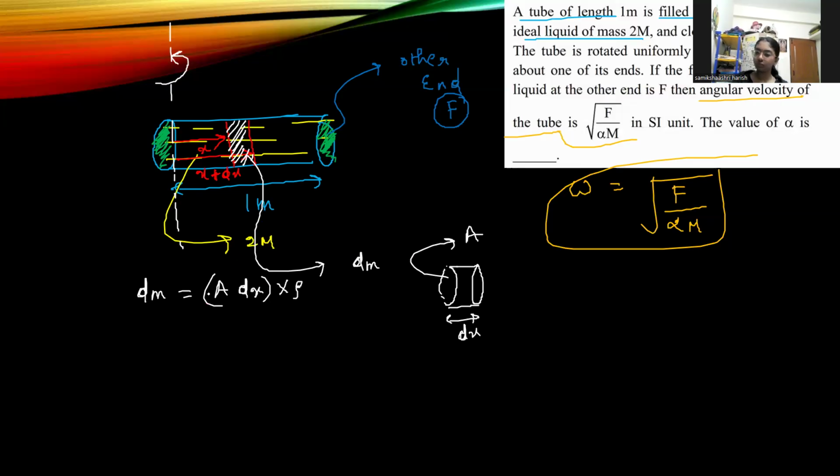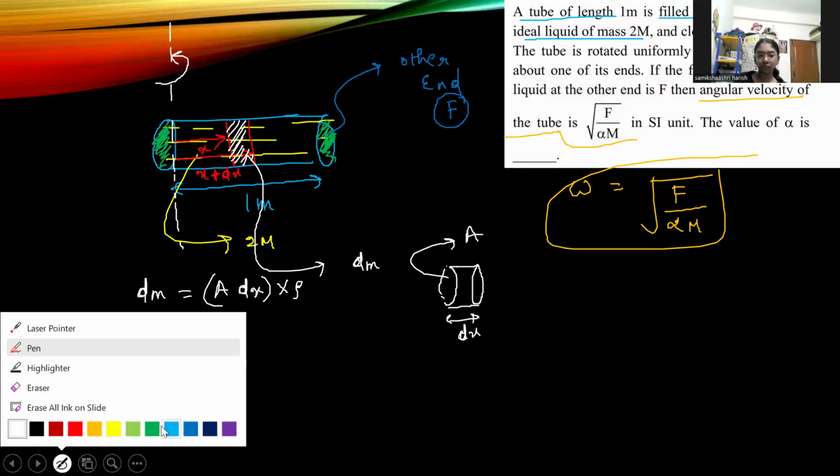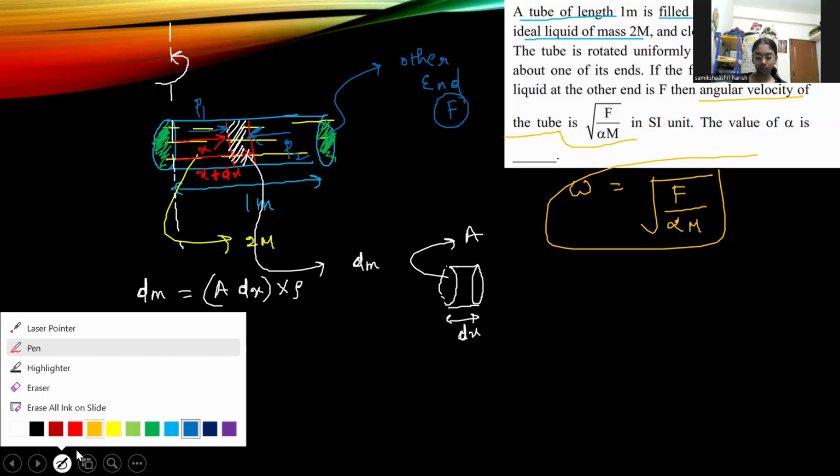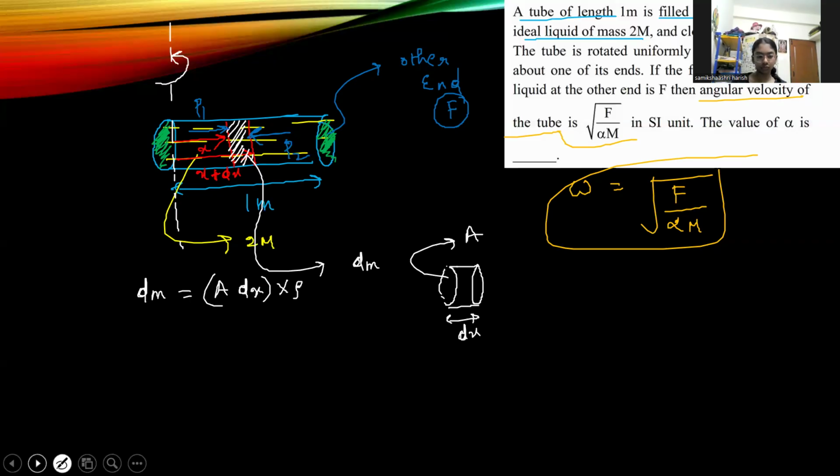Now on this small element, if you look carefully, when this is rotated, the liquid on this side will apply pressure P2 like this, and the liquid on the other side will apply pressure like this. The liquid on the left side will apply pressure perpendicular, because pressure is always perpendicular to the surface. So on this element from the left side the liquid will apply pressure like this.